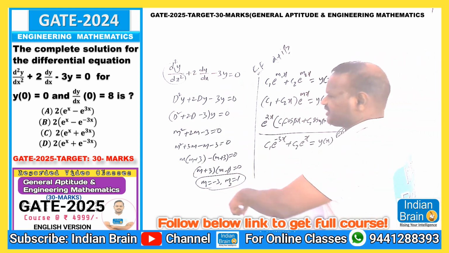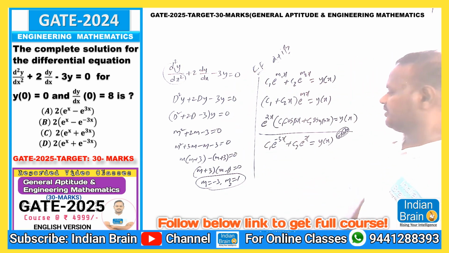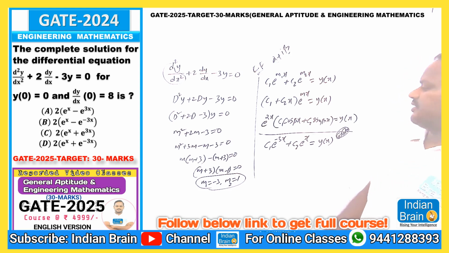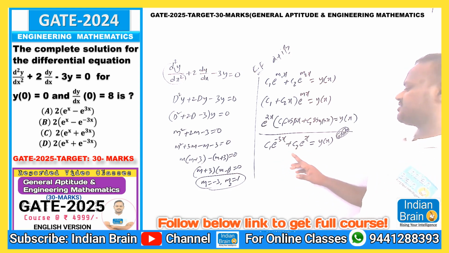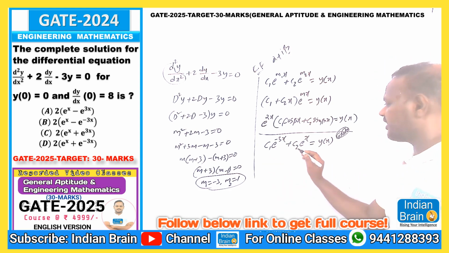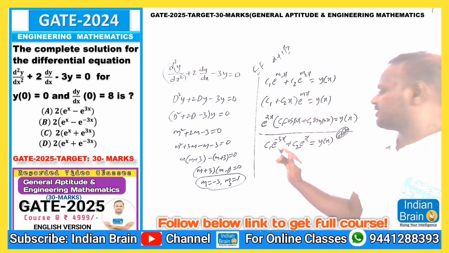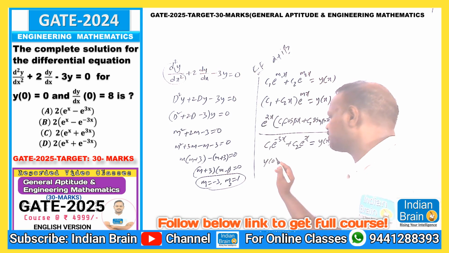So this is the total idea of a constant. Don't get confused. C1 e power minus 3x is there, C2 e power x is there. How to find C1, C2? Arbitrary constants. How to get arbitrary constants? We will have given rules, right? What is the rule we have? y of 0 is equal to 0.